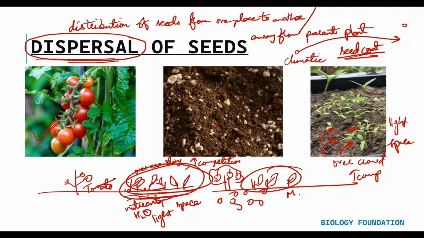Clear? And dispersal is very important to prevent overcrowding or competition. Not only that, one reason is to prevent competition or overcrowding. The second reason is we can see plant species getting distributed throughout the world. It is not so that mangoes are found only in one particular locality. No, they are quite distributed throughout the world. That's because of dispersal of seeds. Okay.